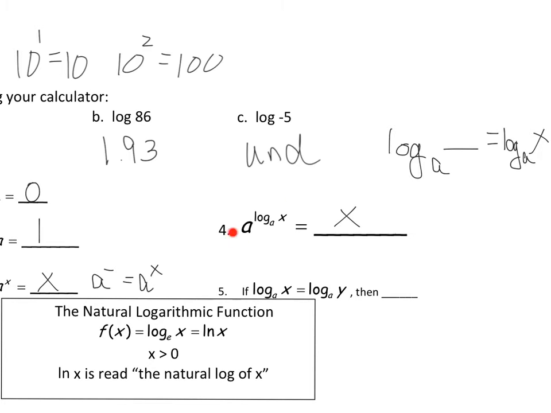So what this says, and we'll see this come up not too often, is if we have a base of a with an exponent that's a logarithm, provided that these bases are the same, then the whole expression is equal to the argument of the logarithm.